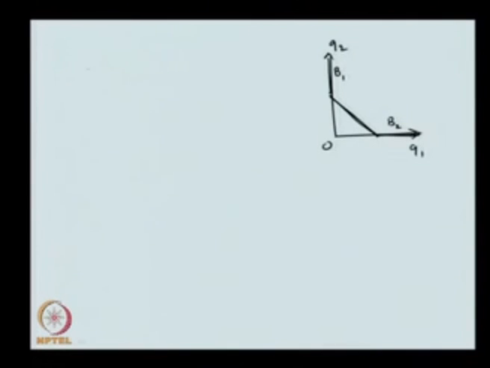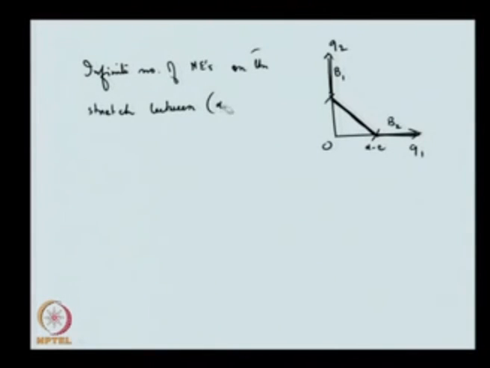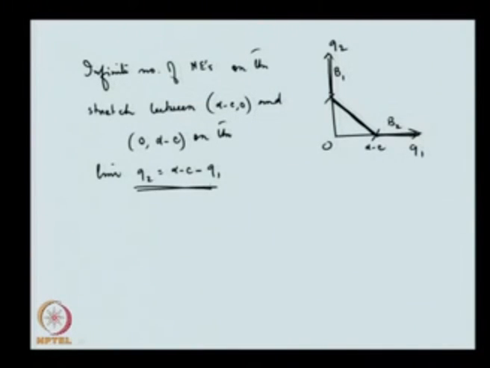This is B2. So there are infinite number of Nash equilibria because this is the part where these best response functions are coinciding. Right, on the stretch between this point is alpha minus c, 0 and 0, alpha minus c. On the line Q2 is equal to alpha minus c minus Q1.